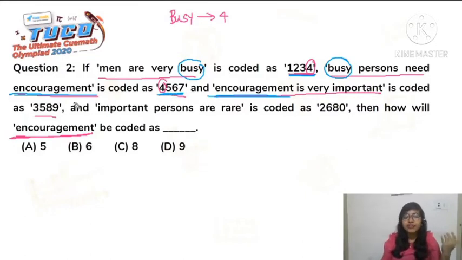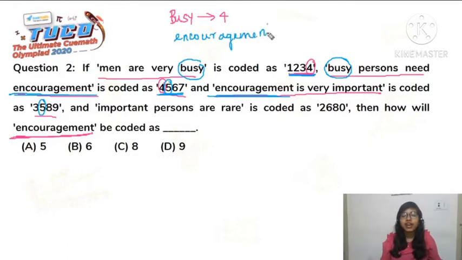So out of 5, 6, 7 and here out of 5, 8, 9, you see that the common number that is repeating is 5. So it's very obvious that encouragement is the common word between the two statements. 5 is the common number between the two codings. So definitely encouragement will be coded as 5. That's it. This is the best way to work on such questions. Take two statements at once, compare the word that is common in them, compare the number which is common in them, and that's it. You get the respective code word.